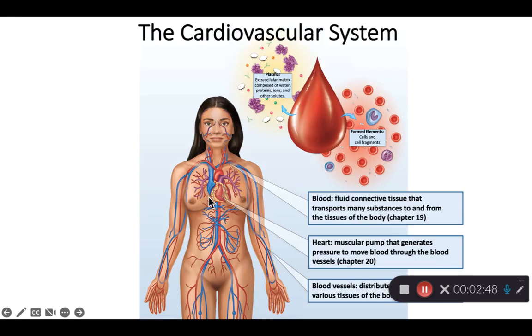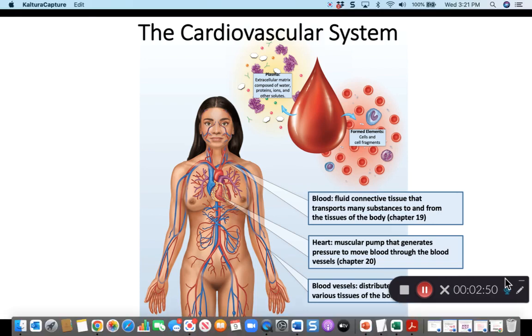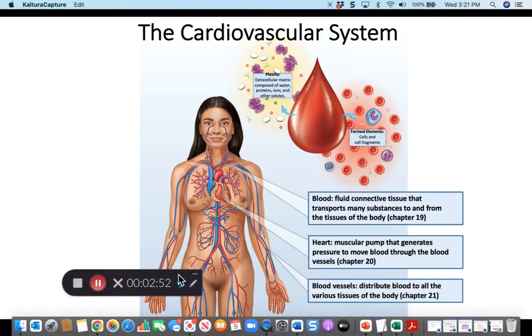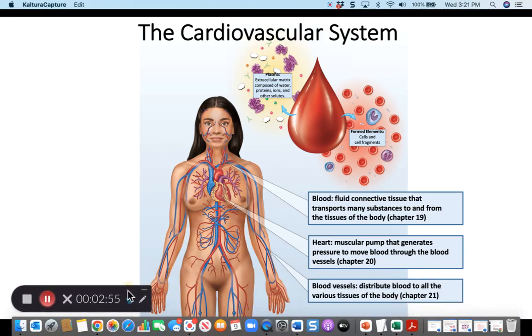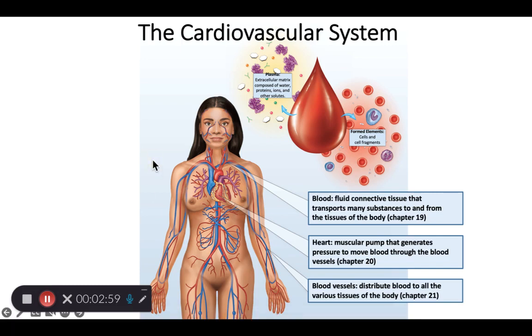So let's start with some basic functions. So again, I think we all are aware that the major function of our blood is to transport. It's going to transport whatever really needs to get from point A to point B can go into the bloodstream. It's a connective tissue, so it's a liquid connective tissue. If you remember from A&P1, you learned about the different types of tissues. Well, blood is a connective tissue.